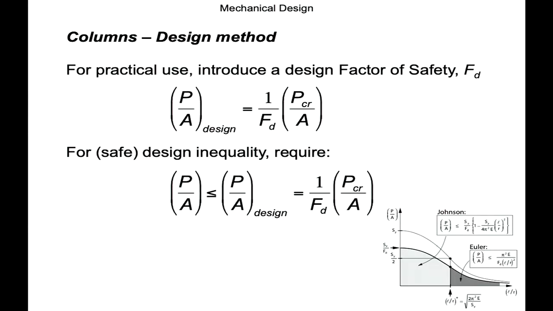So, as I said before, introducing a design factor of safety is always very good. P on A for design, P critical on A for area, multiplied by 1 on F_D. And safe always means less than or equal to. We want to be in the safe region. We've always got to be within the safe zone. The closer in that little safe zone we get to the x-axis, we're safe, but we're over-designed. It's bigger than it needs to be.